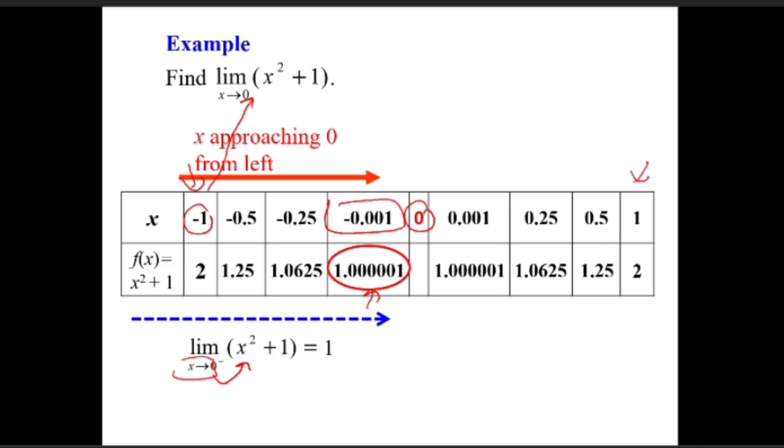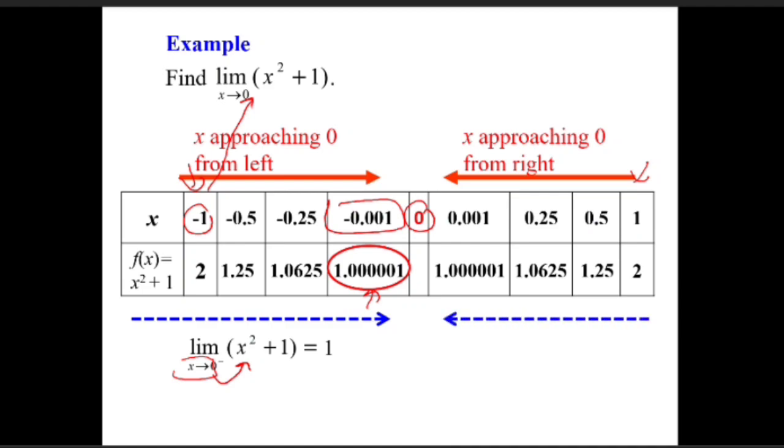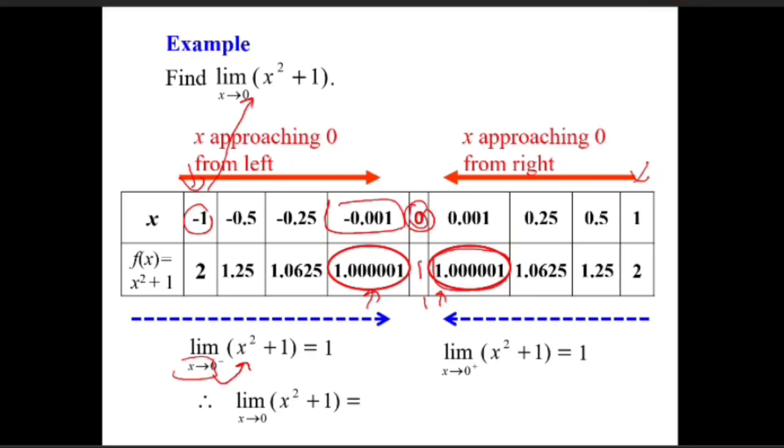And then from the right side of the function, you can substitute the values inside, and you see that from the right side, the value is also approaching 1. Okay, so it's very near. When you substitute in 0.001, it's very near to 1. And exactly at 0, the value is 1. So both from the left and right side, the limit is approaching the value 1.